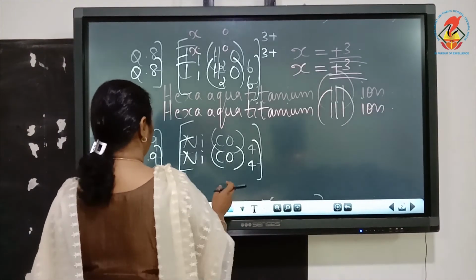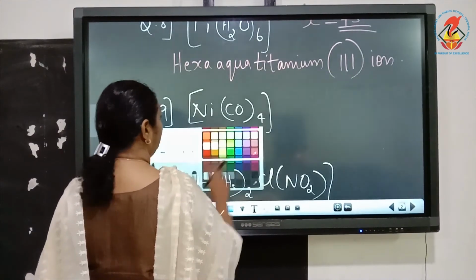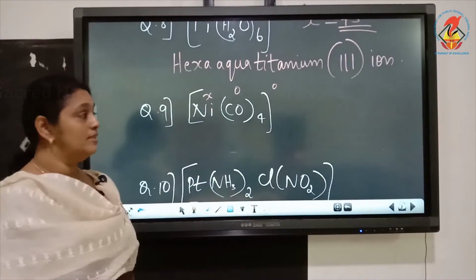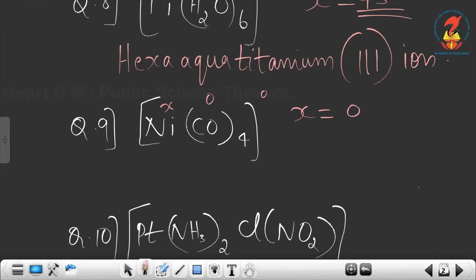Now number 9 is [Ni(CO)4], nickel. You don't know the oxidation number. CO is carbon monoxide, charge is 0, and since no charge is given for the complex, it means the charge is equal to 0. So what will be the oxidation number of nickel? X will be equal to 0.